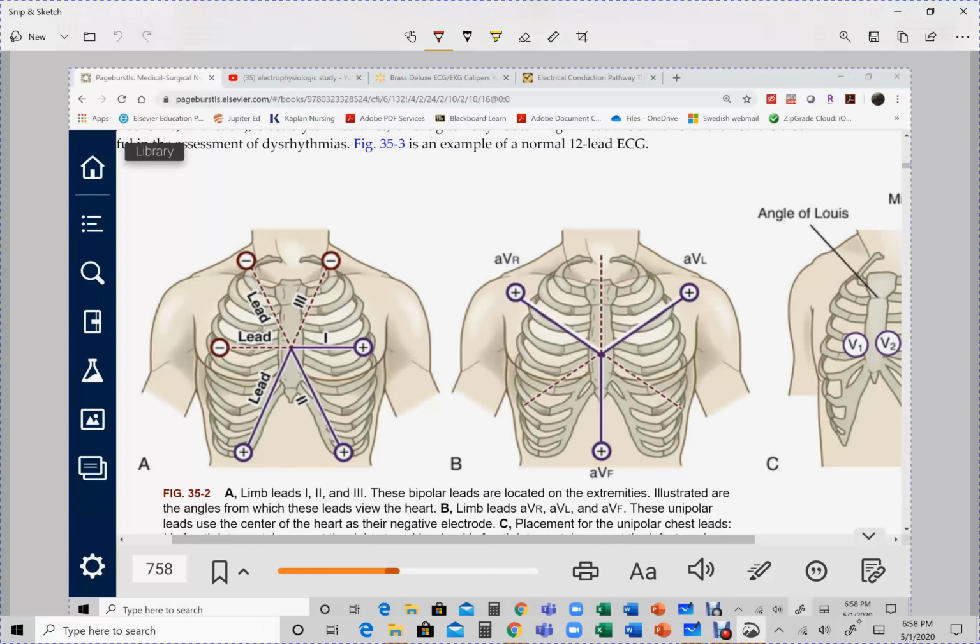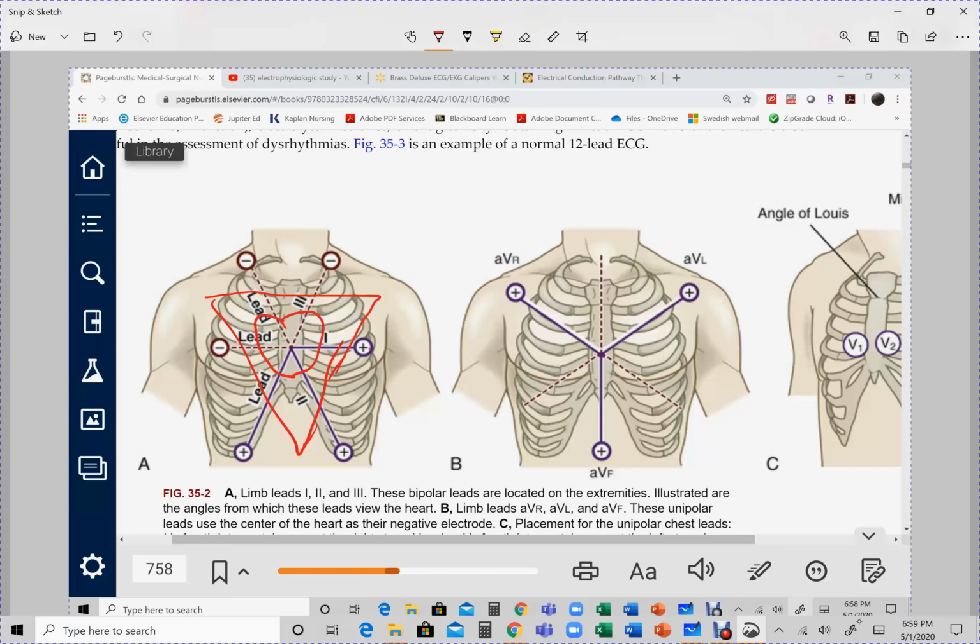So let's imagine a triangle here, an imaginary triangle. Okay, this is the Einthoven triangle. So lead 1 is looking at it from the left side. Where you see positives here, look at the solid purple lines. Lead 1 is looking at the heart. The heart is right here. It's looking at it from the left side.